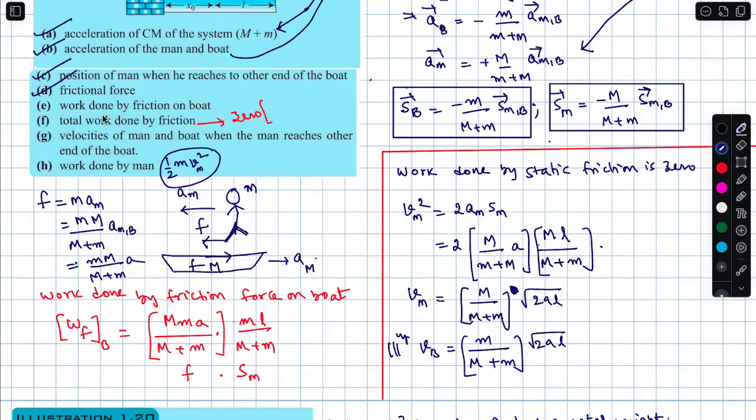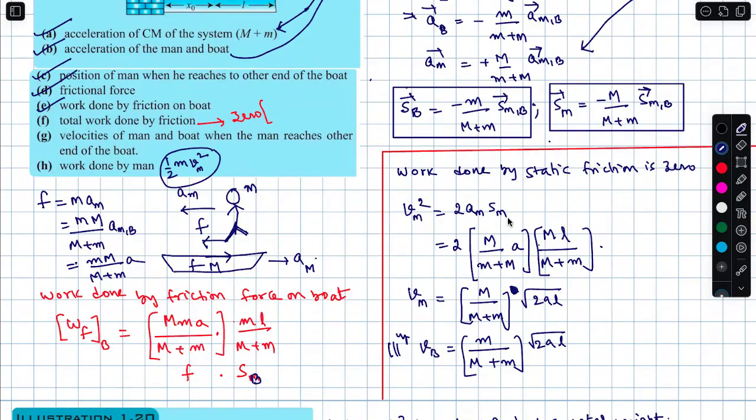What is that you are asking? Work done by friction on boat. What is that you want? Work done by friction on boat is friction times displacement of the boat. Yes or no? So I just substituted.